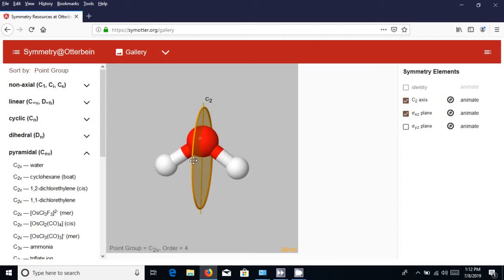This is the XZ plane, and in this XZ plane you can see this C2 axis and this sigma plane are parallel to each other. So this sigma plane is actually sigma V, a vertical plane, right? So with one vertical plane and C2, the point group would definitely be C2V. If you have only one sigma plane along with a C2 axis, then it is C2V. If you have more than one vertical plane, then definitely it would again be C2V. So you have to identify only one, right?